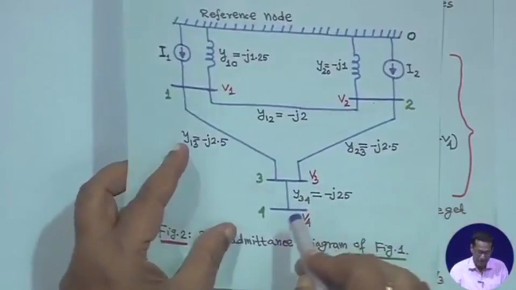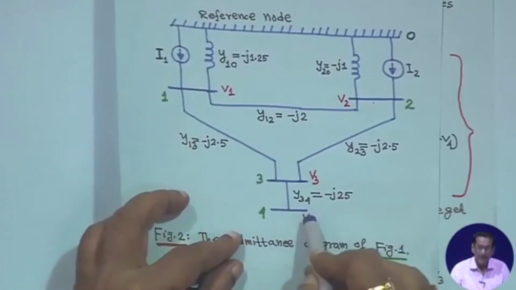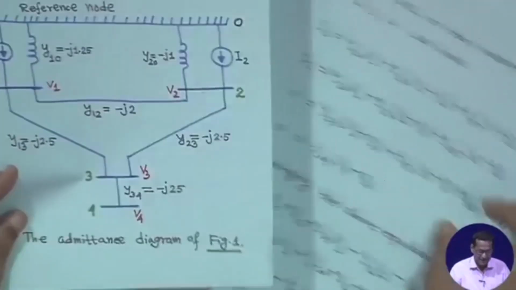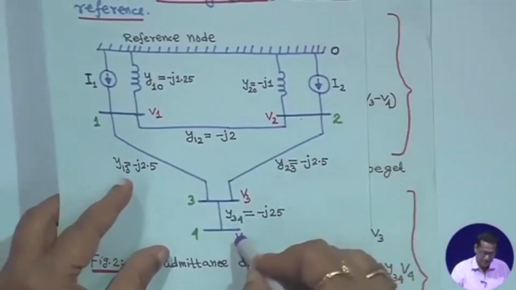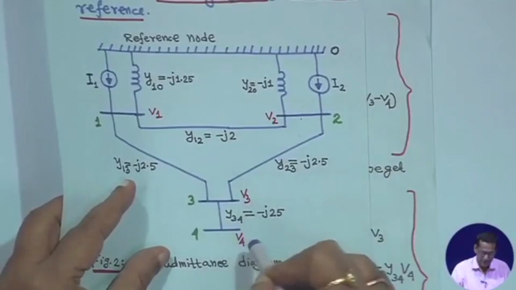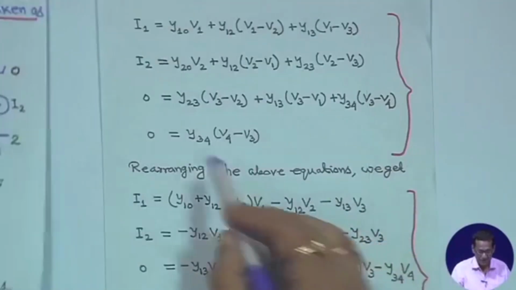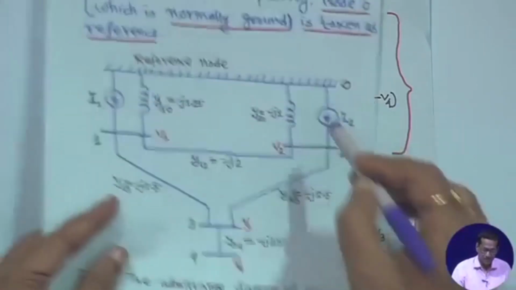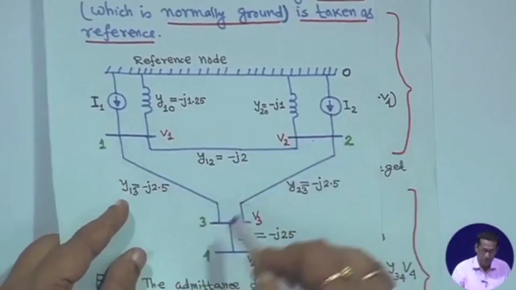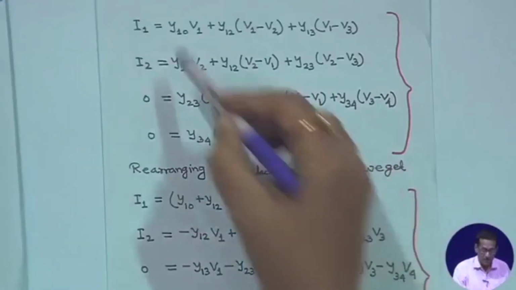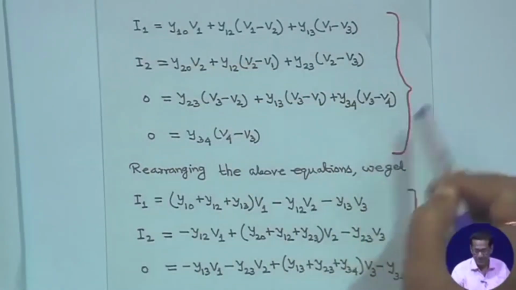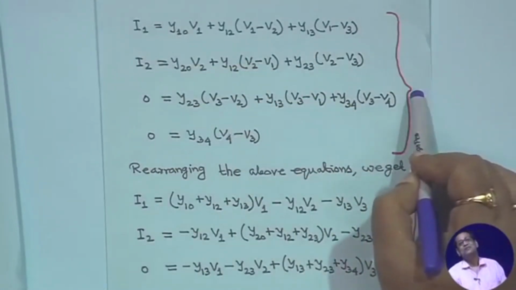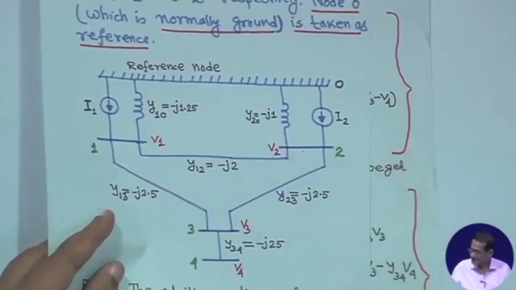Now, the fourth one. When you come here, bus bar 4, current injection is 0, and if you take that 4 to 3, it is Y34 (V4 minus V3). So, 0 is equal to Y34 (V4 minus V3). So, for all buses 1, 2, 3, 4, you have got these 4 sets of equations. For the time being, not putting any equation number.